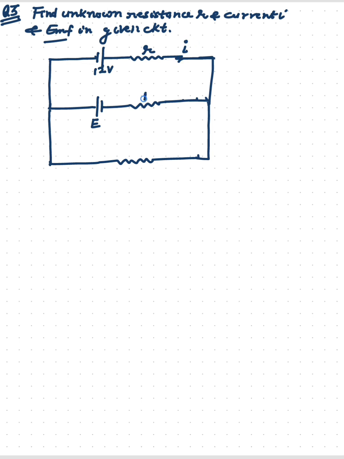This resistance is given 1 ohm, and here 2 ampere current is flowing in the 1 ohm resistance. This resistance is 3 ohm, and in this 3 ohm resistance 2 ampere current is flowing. Okay, give it a name. Suppose this is the junction A, this is the junction B. So A, B, C, D, E, F. So this is given in the question.